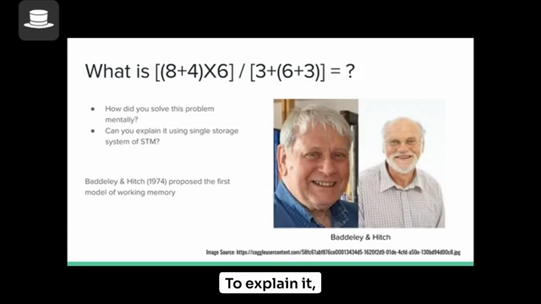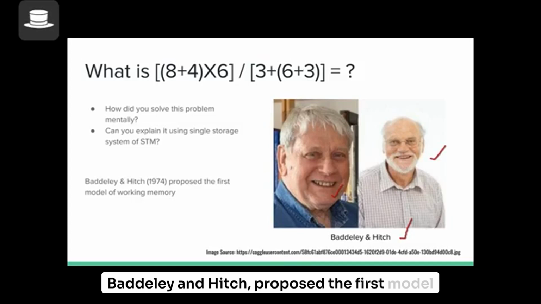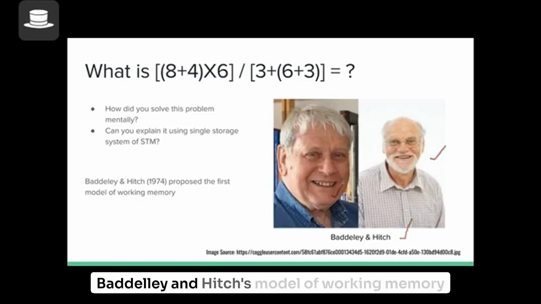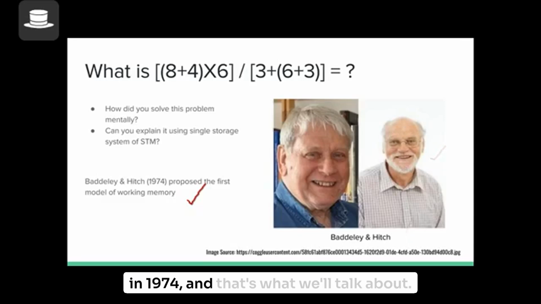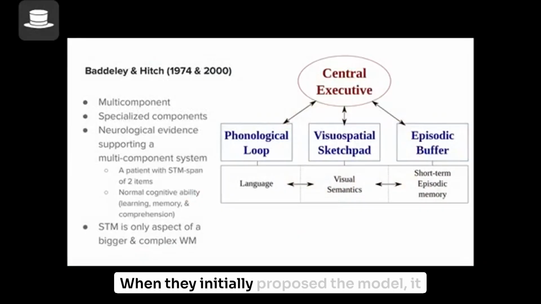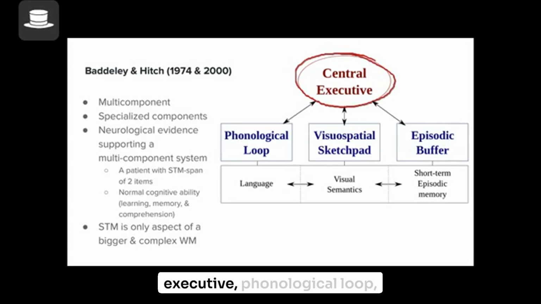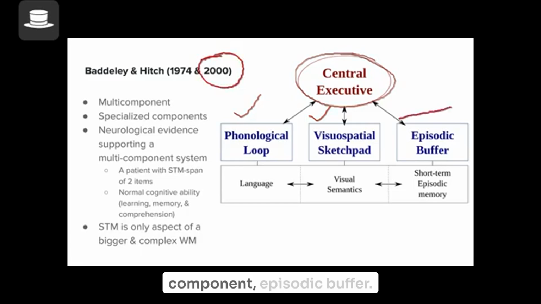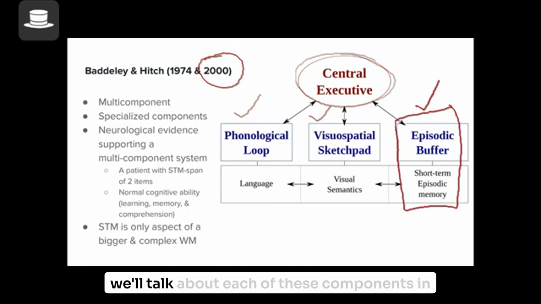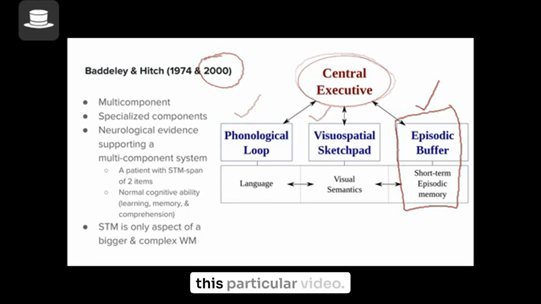To explain it, Baddeley and Hitch proposed the first model of working memory. There were several other models presented at that time, but the most popular one was Baddeley and Hitch's model of working memory, 1974, and that's what we'll talk about. When they initially proposed the model, it had only three components: the central executive, phonological loop, and visual spatial sketchpad. Later on in 2000, they added a fourth component, the episodic buffer. We'll talk about each of these components in this particular video.